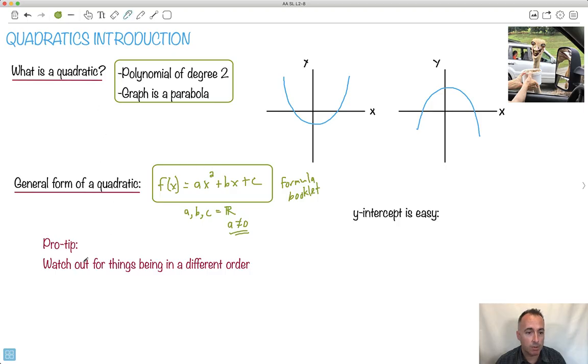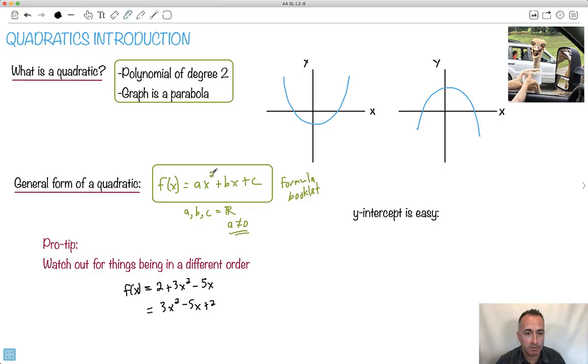So a little pro tip, watch out for things being in a different order. For example, what if I gave you something like f of x equals, let me just make up something, 2 plus 3x squared minus 5x. This is still a quadratic. It's the same thing as rewriting it in the same order as before, so it's 3x squared minus 5x plus 2.